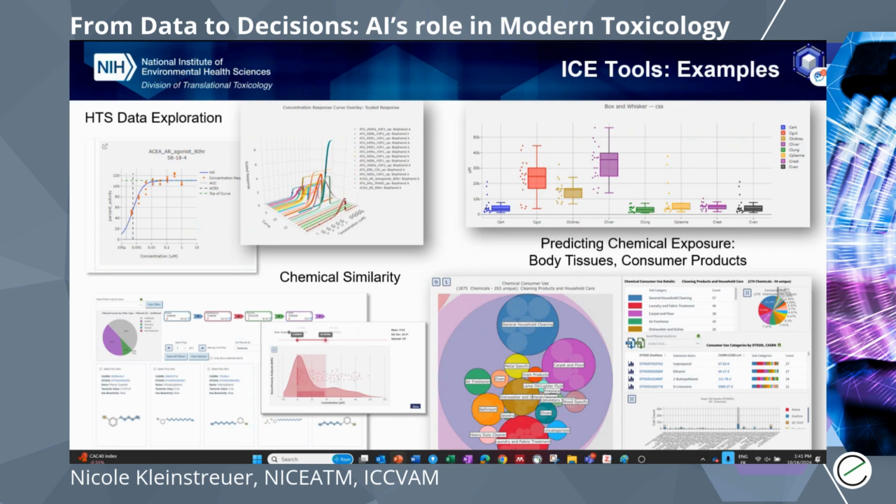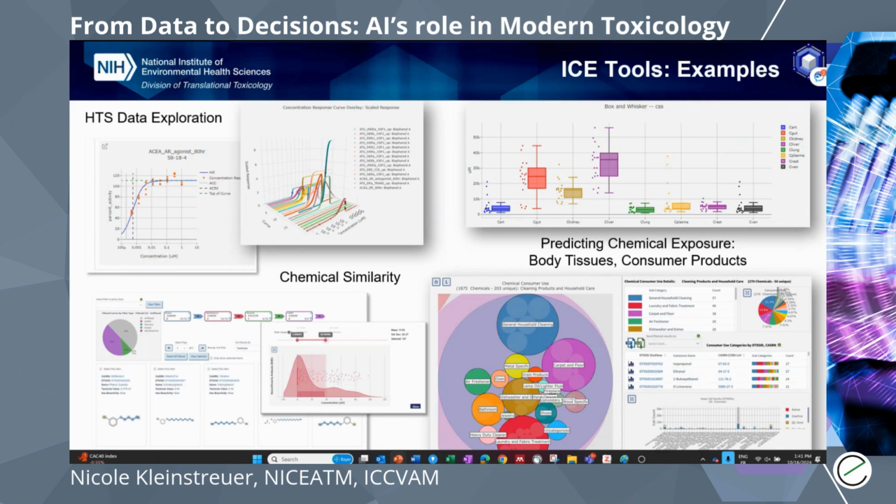You can run PBPK models to do virtual animal studies, virtual human studies. We have a full instance of the chemicals and products database from the EPA on our backend, which allows you to look at the presence of chemicals in consumer products and then contrast that with their bioactivity profiles across the high throughput screening data. So there's a lot of really cool things that you can do in ICE, and all of these tools talk to each other.